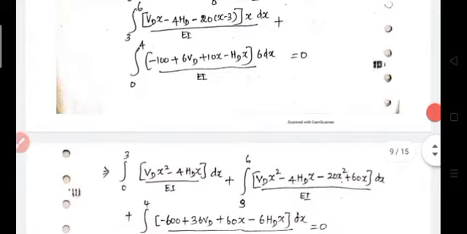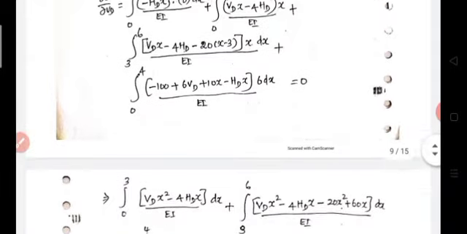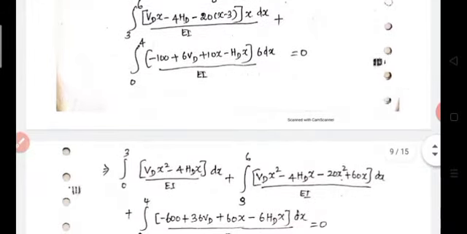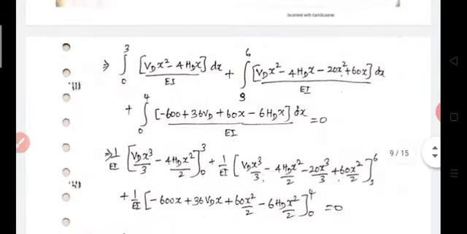Now expand it and integrate it. In the first term, since the 0 is there, this term is equal to 0. Then for the second term, 0 to 3, multiply x inside, so VD x square minus 4 HD x by EI into dx. Then the next portion, limit 3 to 6, integration 3 to 6, expand it, then finally integrate it.